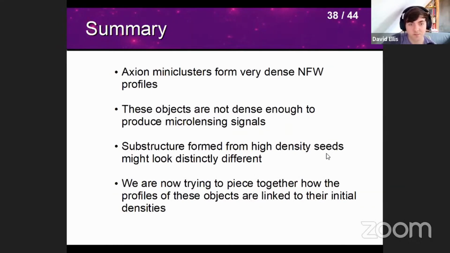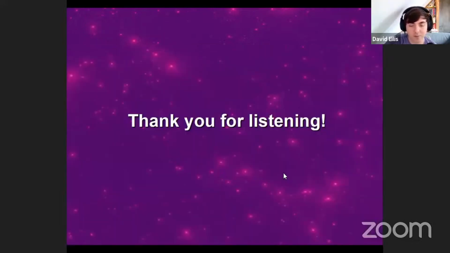So just a quick summary, axion miniclusters do form very dense NFW profiles, but unfortunately these objects are not dense enough to produce microlensing signals. But we might find that substructure saves us, the substructure that's specifically formed for these very high rare density peaks, since we expect they could look quite distinctly different. And this is exactly what we're trying to do now, trying to piece together how these profiles will look. And so that brings me to the end of my talk, and thank you everyone for listening.